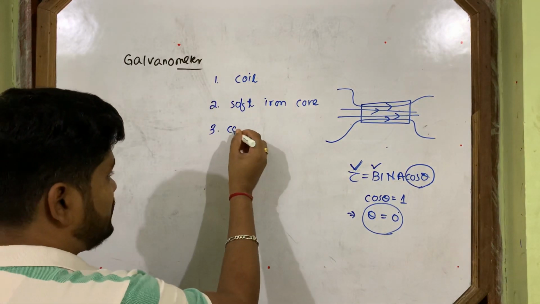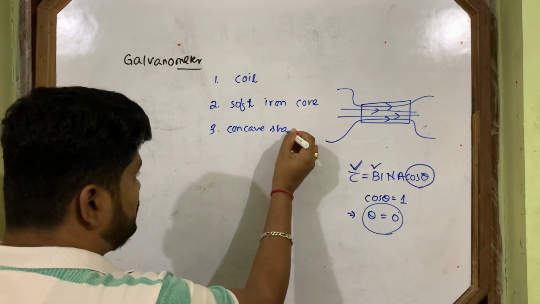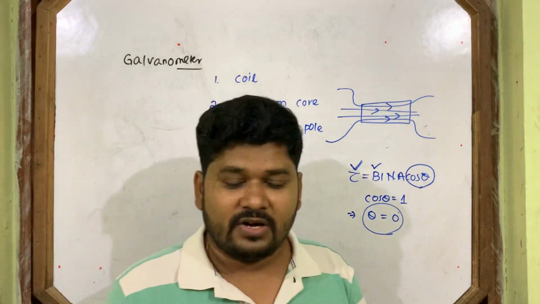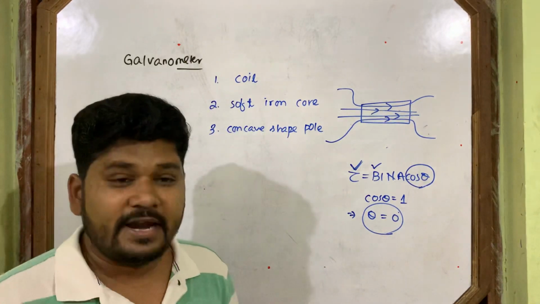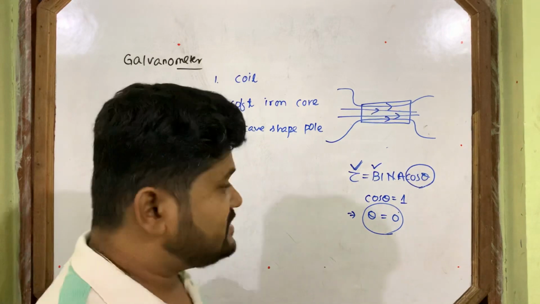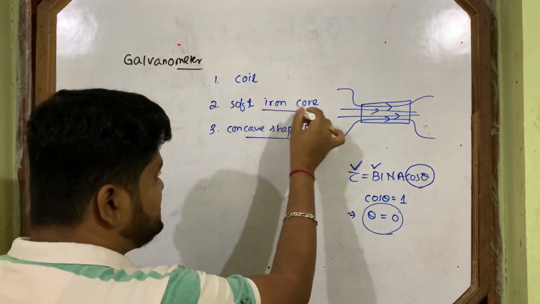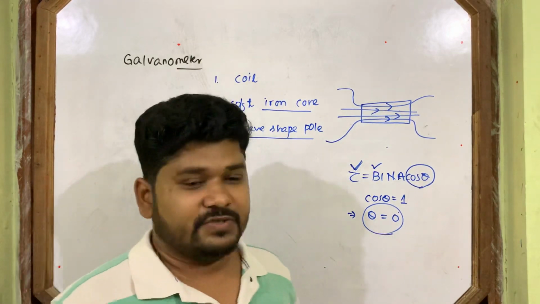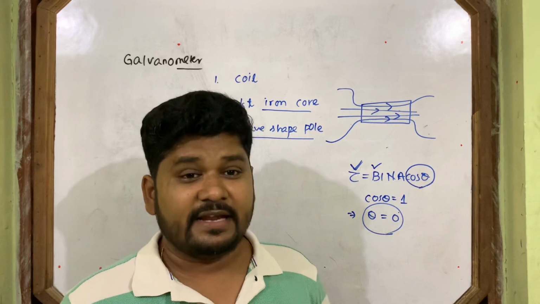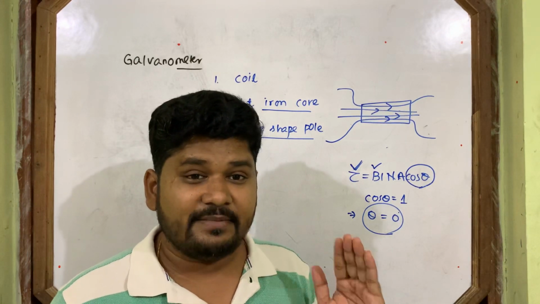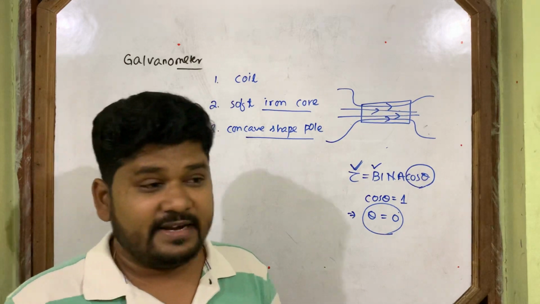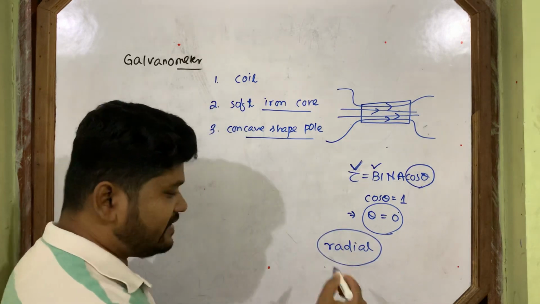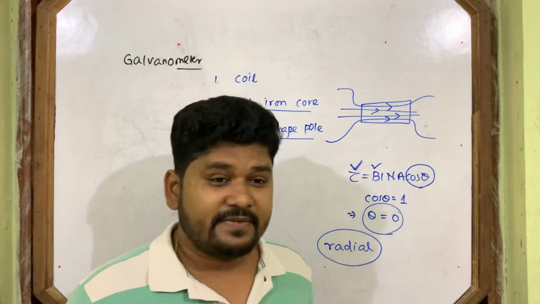Third one is the concave shaped pole pieces. Concave shaped pole pieces we will take to provide the magnetic field. So the concave shaped pole pieces and the soft iron core both help to make theta 0, and at that time the magnetic field is called a radial magnetic field. Radial magnetic field, this is a very important point here.